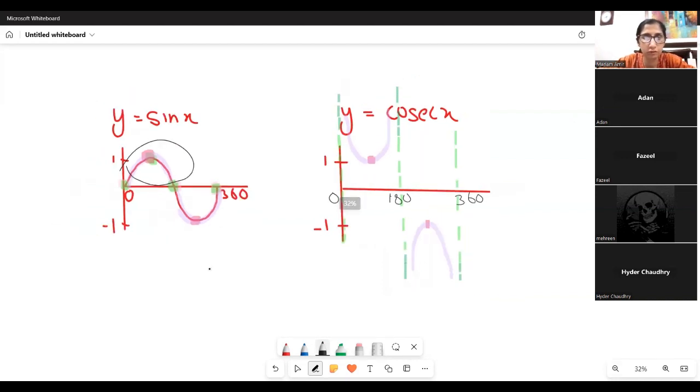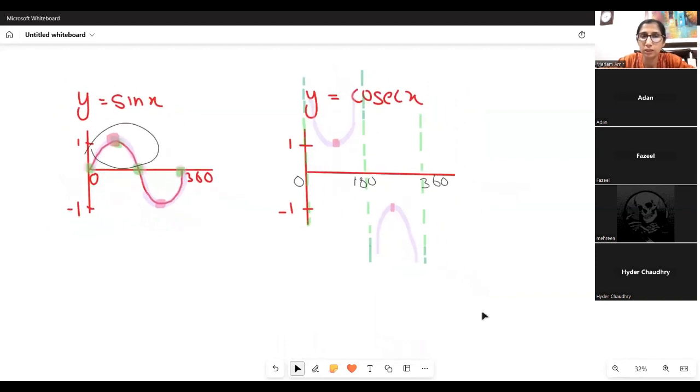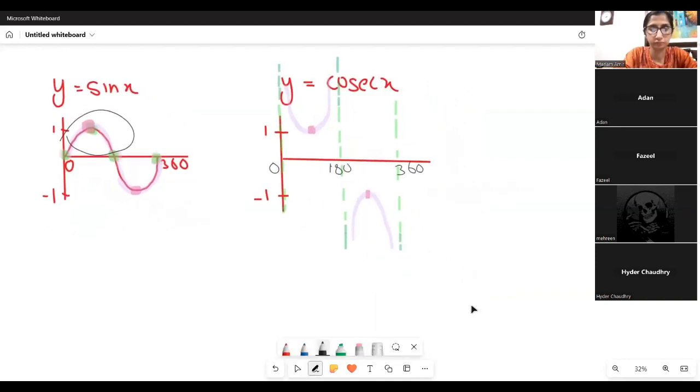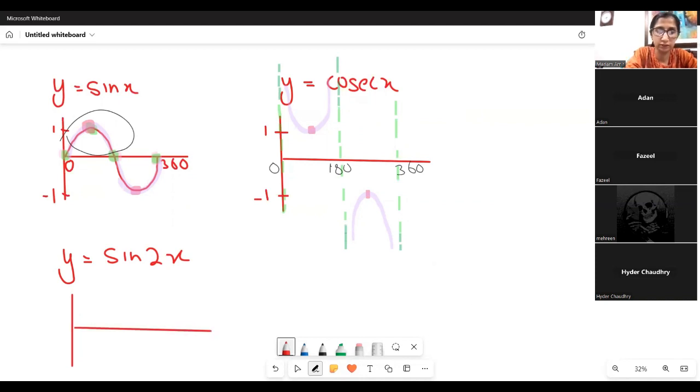Okay. Let's now plot the graph for sine 2x. So y equals sine 2x. That means between 0 to 360 degrees, now 2 cycles will be completed. So 360 is here, and you'll get a graph like this. One cycle is completed at 180 and the second cycle is completed at 360. The graph didn't come out that well, but I hope you get the idea.